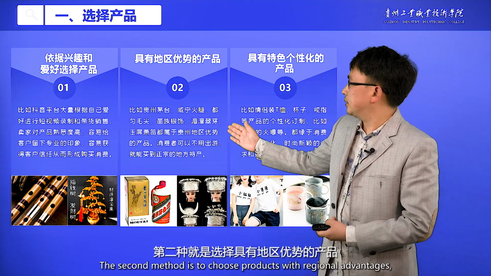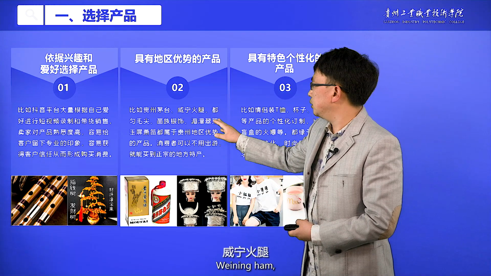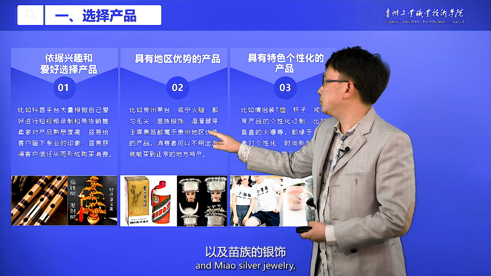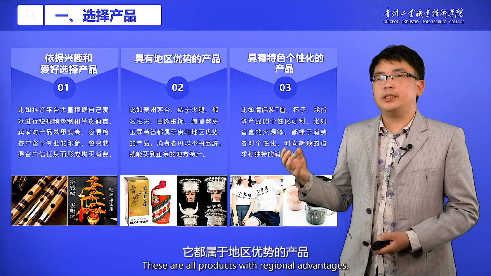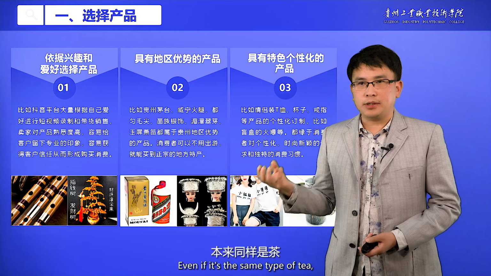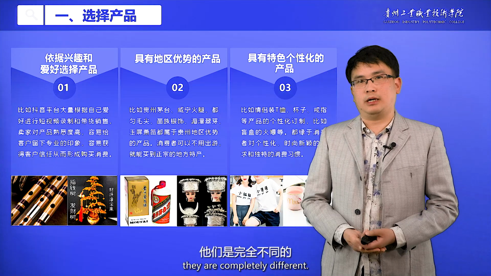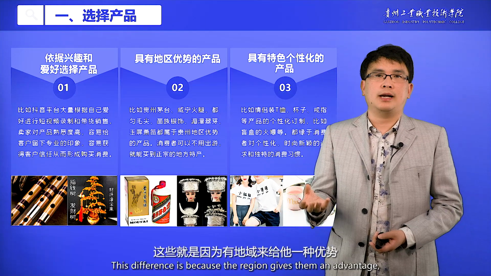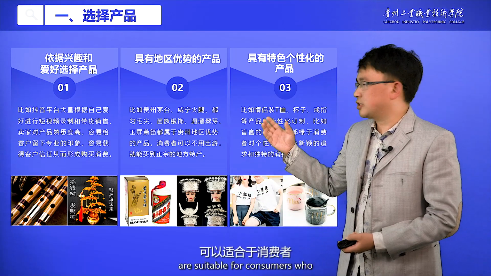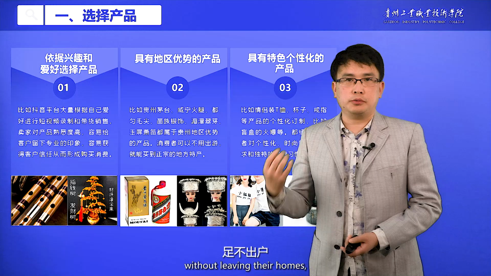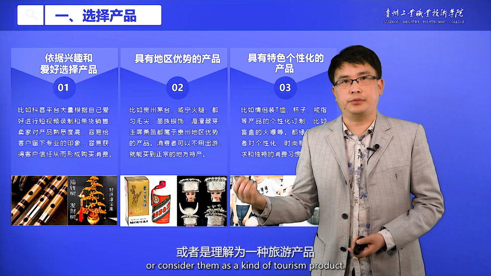The second method is to choose products with regional advantages, such as 贵州茅台, 维宁 ham, 杜韵茂健 tea, and Miao silver jewelry, as well as Meitan green tea, etc. These are all products with regional advantages. Even if it's the same type of tea, whether it's tea from Duyun or some other place, they are completely different. This difference is because the region gives them an advantage, a unique feature. Such products are suitable for consumers who, without leaving their homes, can buy unique local products or consider them as a kind of tourism product.